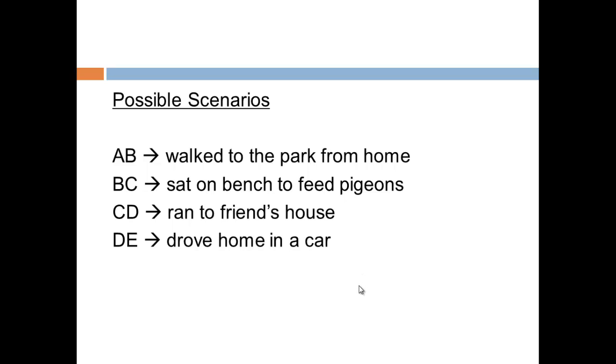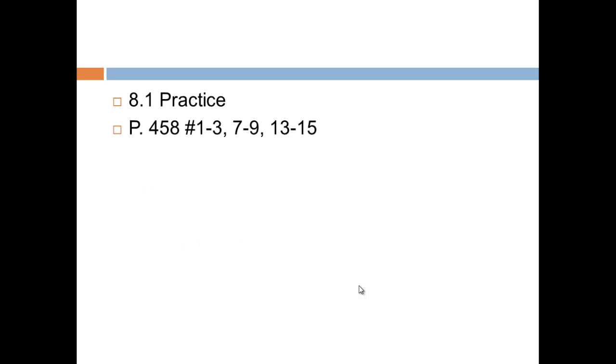You could have thought of other ones if this was a question on a test, open-ended. Lots of possible examples. So that is 8.1. Here are the practice questions that go with 8.1.